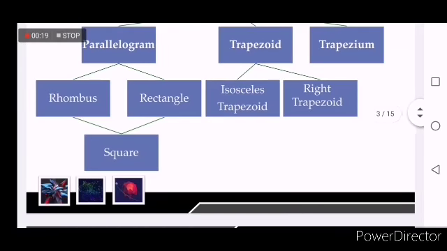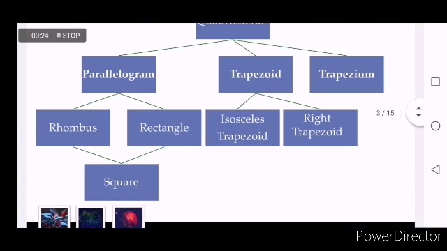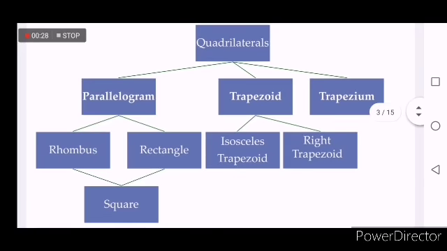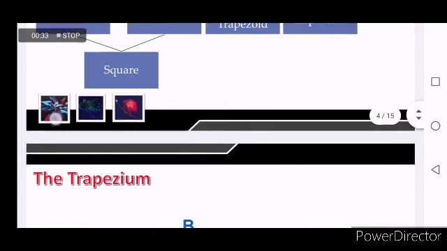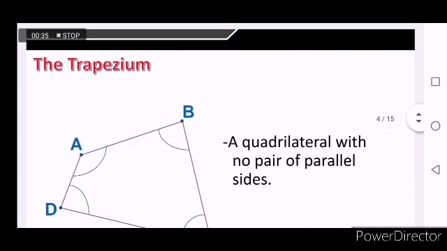So under parallelogram, we have rhombus and rectangle. And if we combine the properties of rhombus and rectangle, we will have a square. We also have trapezoid, isosceles, and right, and we have what we call trapezium. Now, let us differentiate the three classifications.